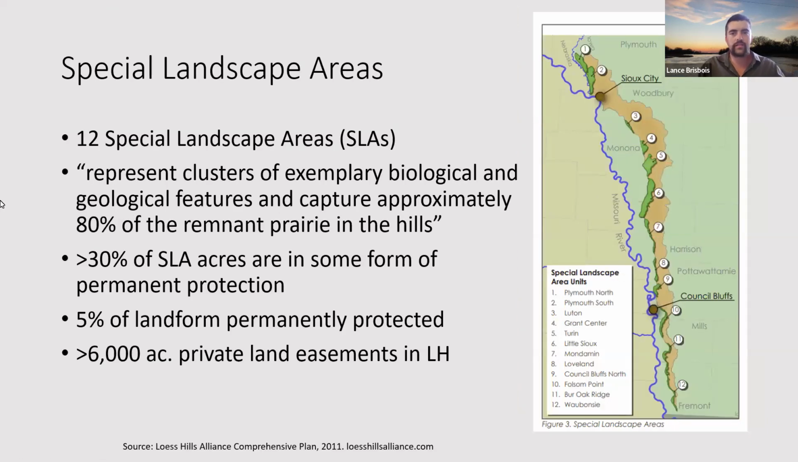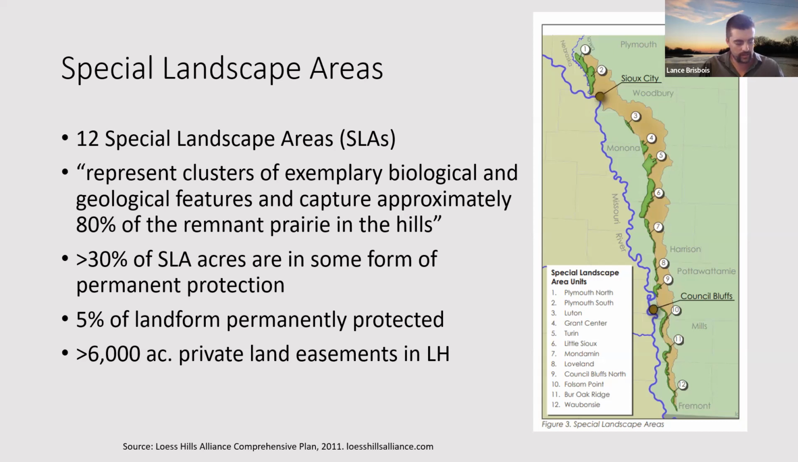Special landscape areas. So the map here shows in brown and that darker green, the area that's the Loess Hills. And then the dark green spots are the special landscape areas, or SLAs. So there's 12 of them, and they are kind of like the quintessential Loess Hills. So in most cases, they're the steepest part, the westernmost bluffs. And if you see pictures of the Loess Hills, it's probably in one of the special landscape areas.